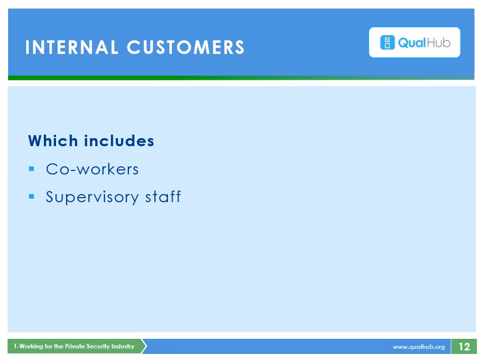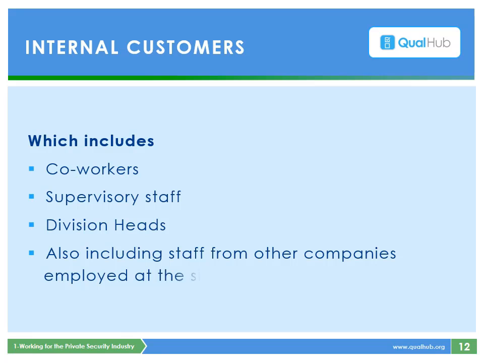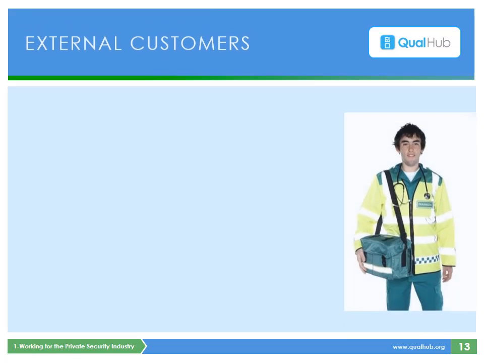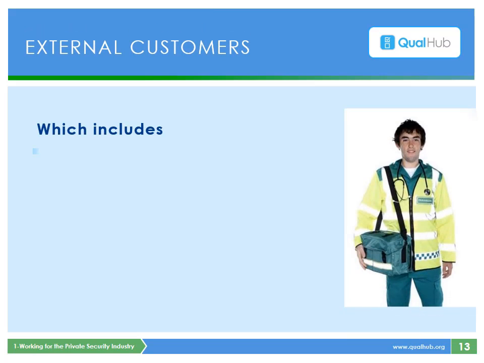So if, for example, you were working for a security company providing the retail security outlet, someone like Sainsbury's, providing them security, what that would mean is all the people working for Sainsbury's would be seen as internal customers, whereas external customers would be the customers coming in or any outside agencies.